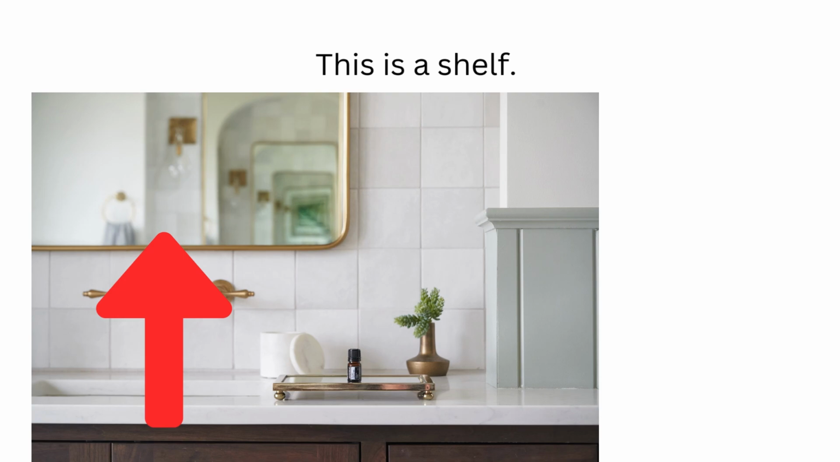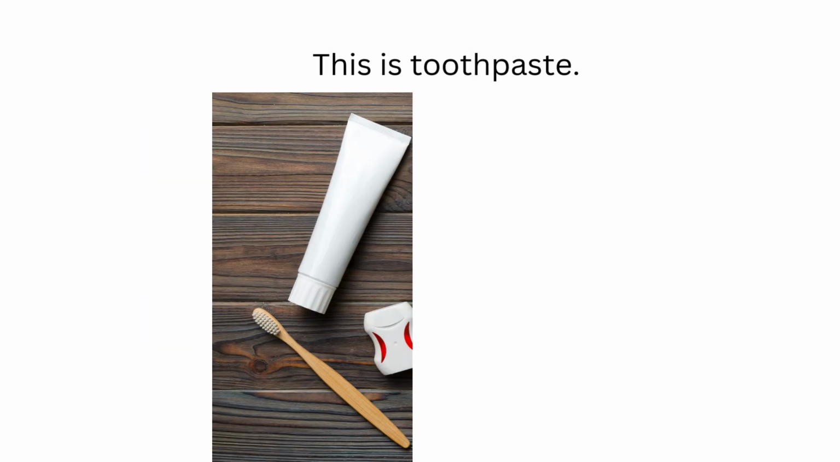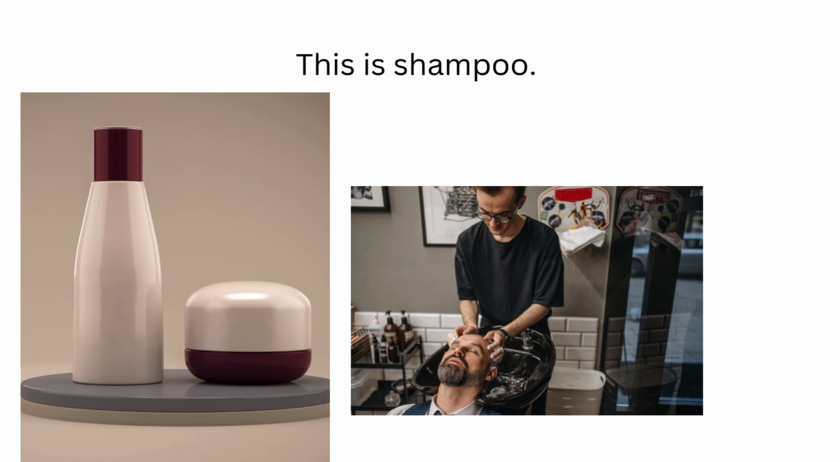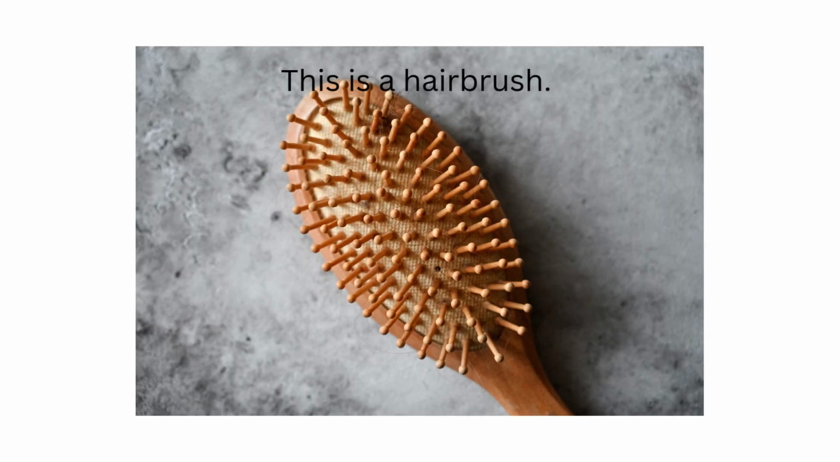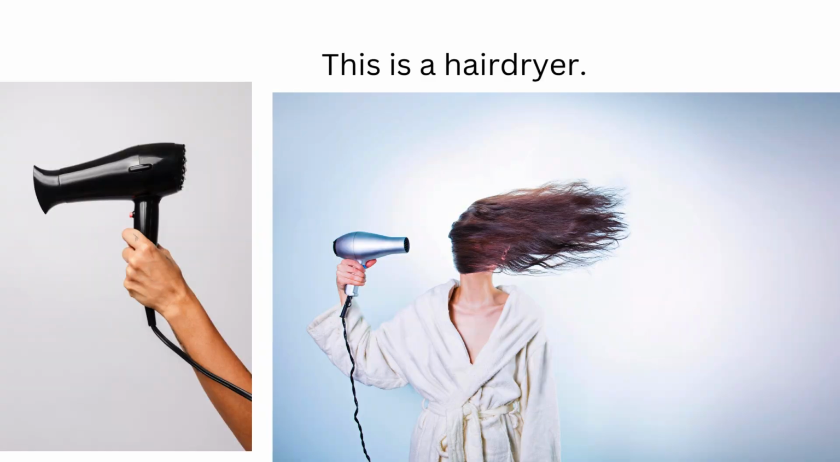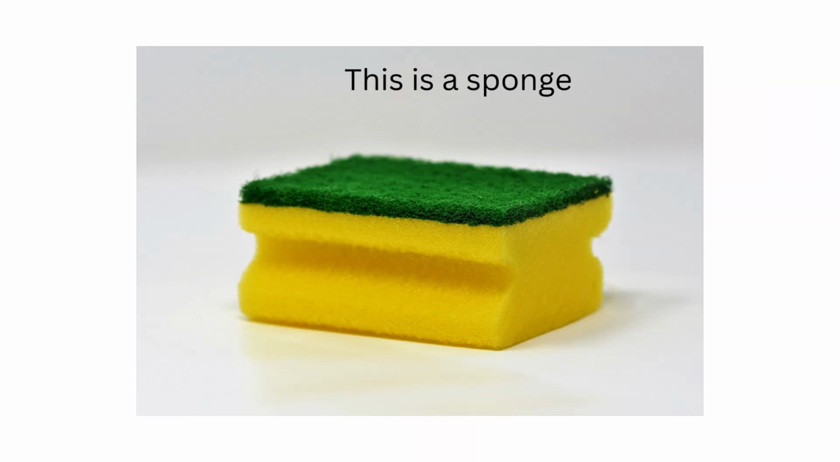This is a shelf. This is a toothbrush. This is toothpaste. This is shampoo. This is a comb. This is a hairbrush. This is a hairdryer. This is a toilet brush. This is a sponge.